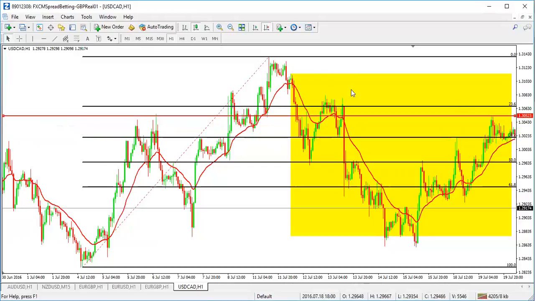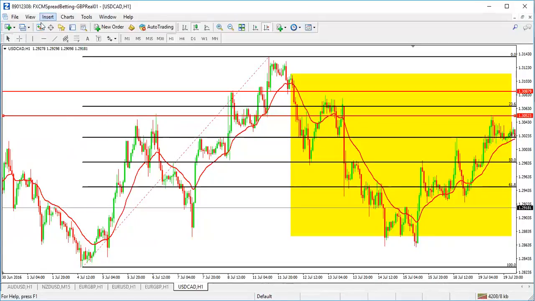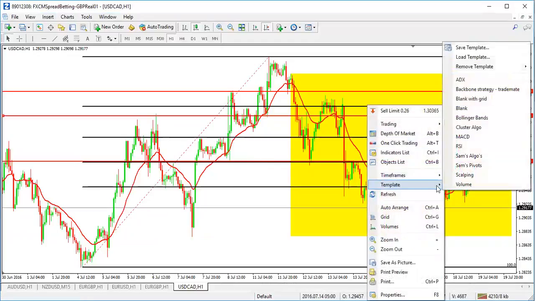You want to see a break of that low, and that would be your entry. That would be your stop. And your next target would be there. Symbols. I'll just make this blank so it's clearer.